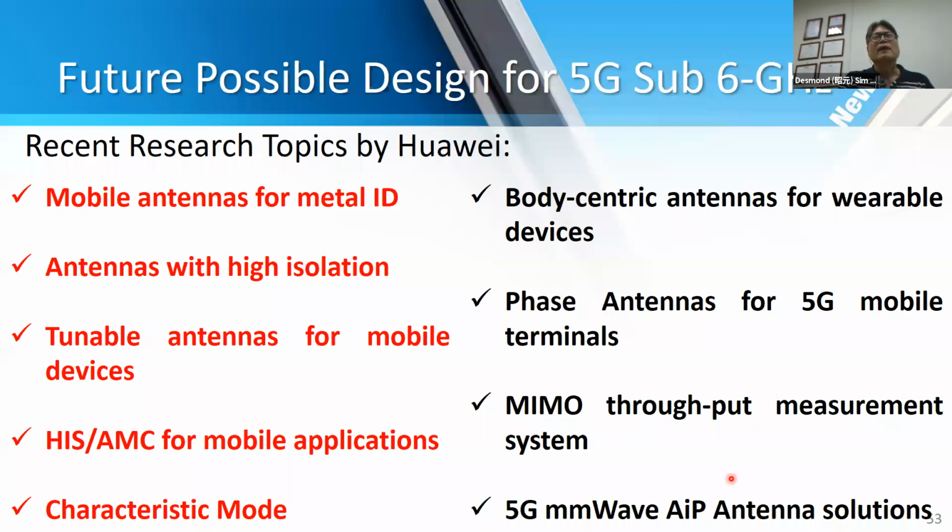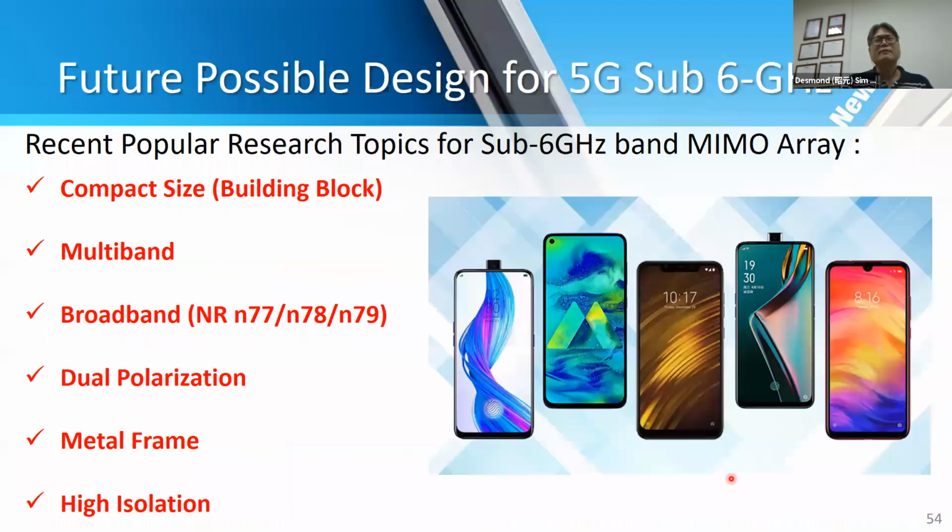And so here are some of the popular research topics I was given by most of the antenna industry. First of all, compact size. The antenna must be very compact, must be multi-band, must be broadband, and best if it gives dual polarization, meaning one vertical and the other horizontal. And if you can develop a metal frame type or metal ID with better performance, that is almost the same as what Huawei has given me.